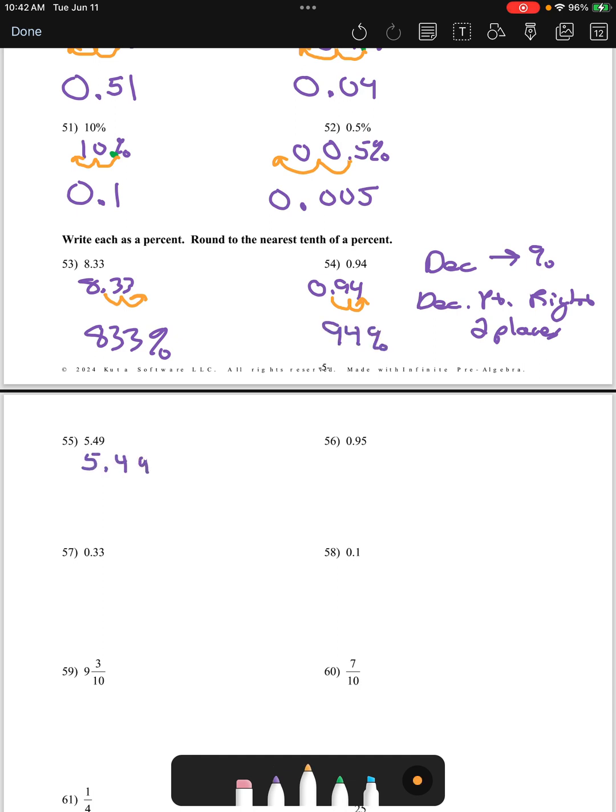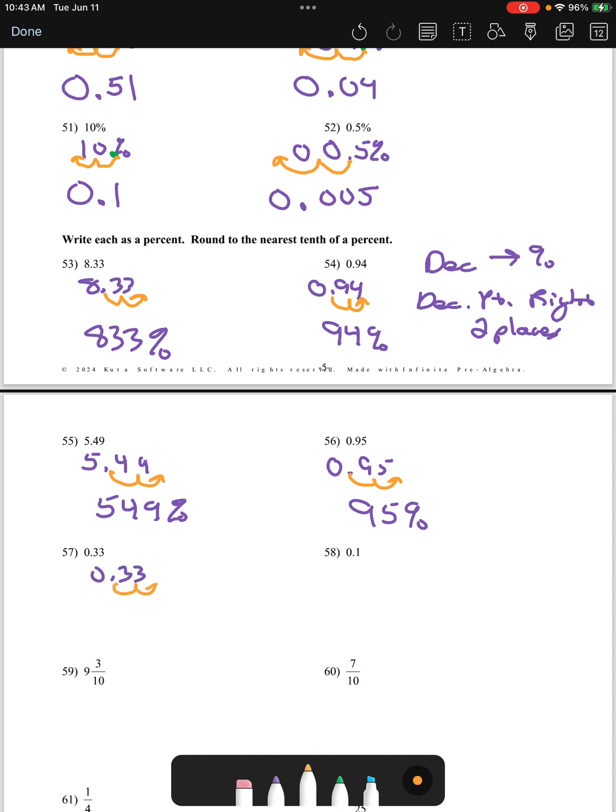In 0.94, we move the decimal point right 2 times. We have 94%. In 5.49, we move the decimal point right 2 times. We have 549%. I invite you to pause and try 56 to 58.